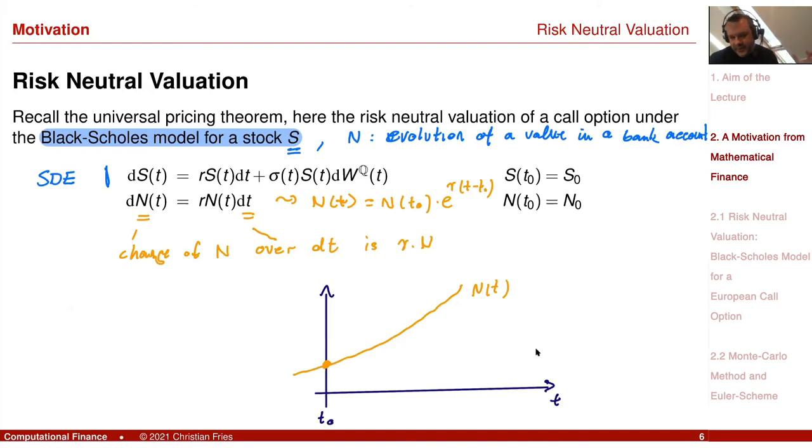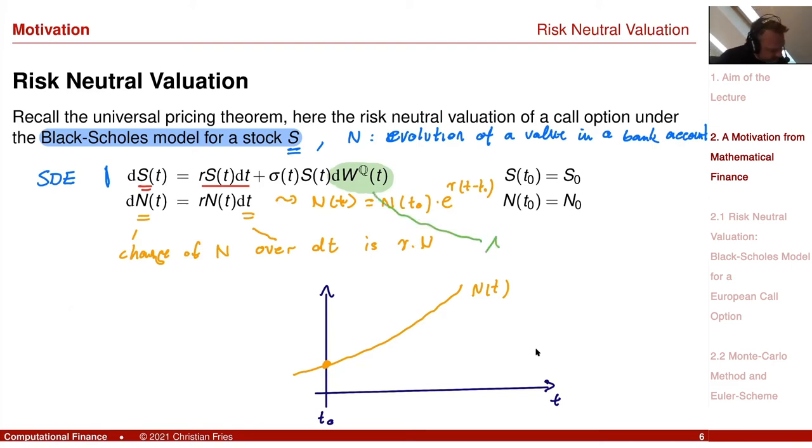So my stock S, so let's draw now the stock S here, has also the same exponential growth. So there is here this part r times S dt, but there's also an additional part sigma S dW, and the dW here is a Brownian increment, so it is an infinitesimal increment, which is, well, normal distributed. Okay, so to make this precise, what does this mean?